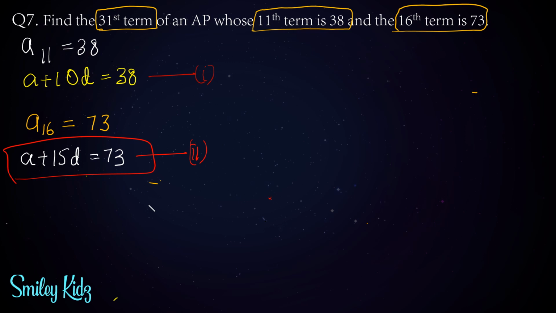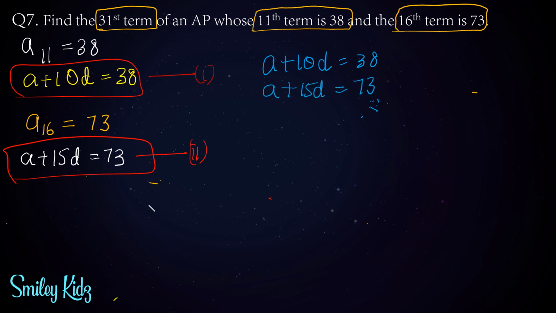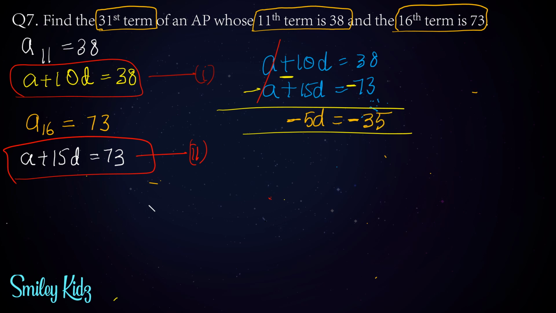Now, equation number 1 and equation number 2, I'm going to subtract both of them. What do I get? A plus 10D is equal to 38. A plus 15D is equal to 73. Now, on subtracting, the signs get changed, isn't it? This is going to be minus A, this is minus 15D, and this is minus 73. Now, minus A plus A get cancelled. We have minus 5D is equal to minus 35. And here, the value of D turns out to be 7.